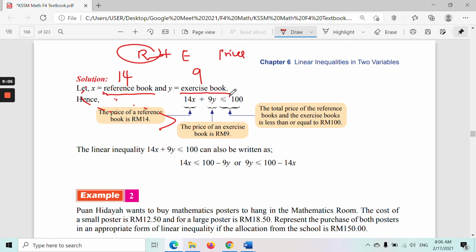So how do I get this less than or equal? This one is because of the maximum, the keyword maximum just now. Paling banyak 100, so less than or equal to 100. Can understand? Or in other words, I explain in Chinese.